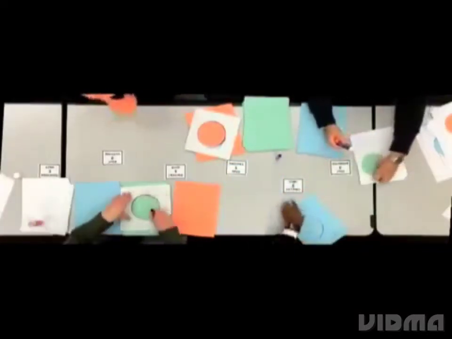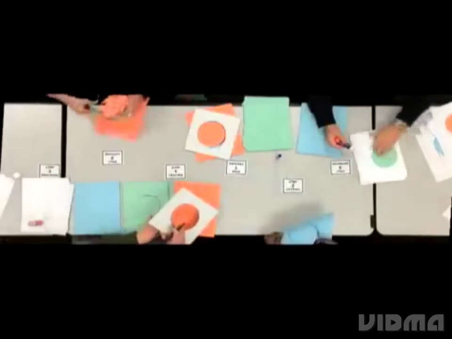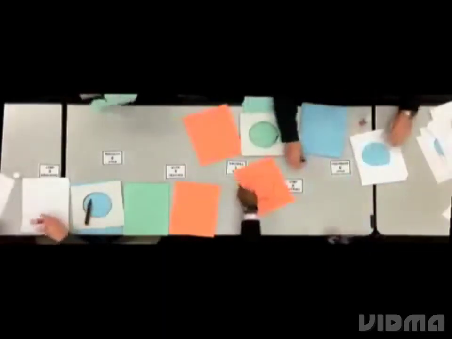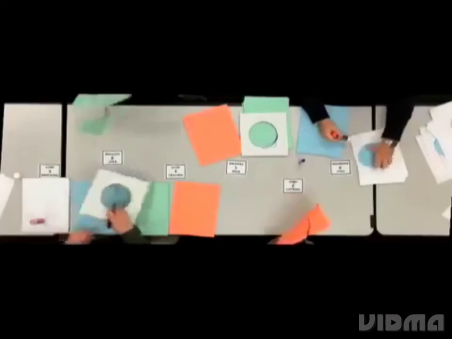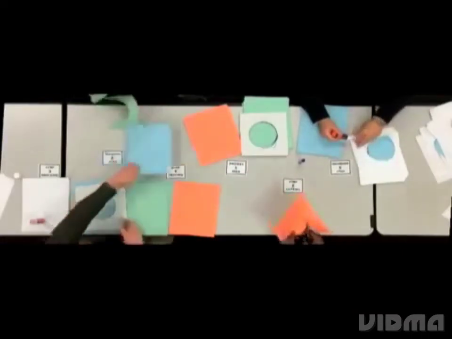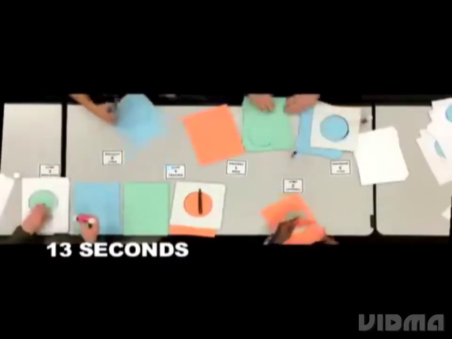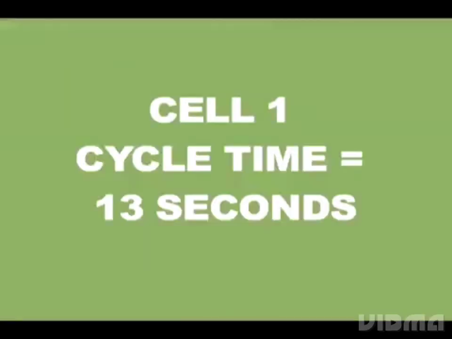Now we have two cells running with tracing and adhering done by the same operator. Let's measure the output cycle time of each cell, starting with the cell on the right. Output of the cell, output of the cell, output of the cell. This cell is producing at 13 seconds a unit.